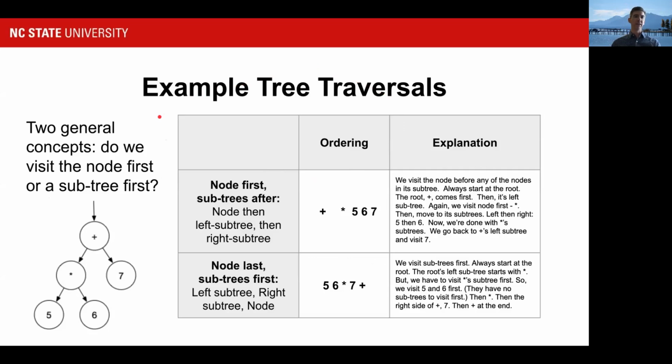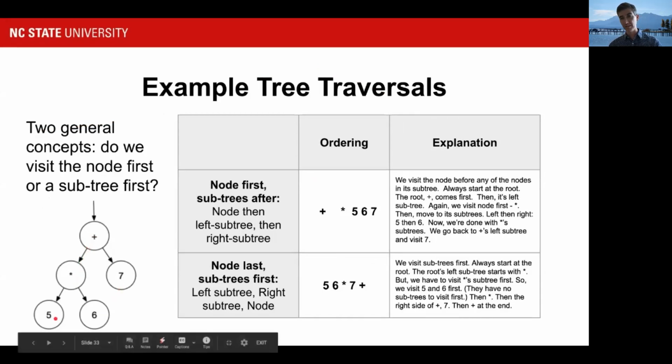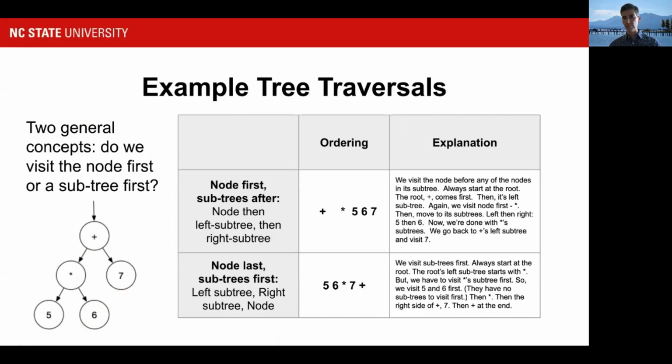And so there are two general possibilities when you think about a tree traversal. Do you visit the node first, or do you visit the subtree first? And what I'm showing you here on the side is a tree made up of symbols and numbers. And it doesn't matter that this isn't a binary search tree. I just wanted a tree that would be easy for us to read and talk about. And so there are a few different ways we could traverse it, and it comes down to, do we visit the node first, or do we visit the subtree first?